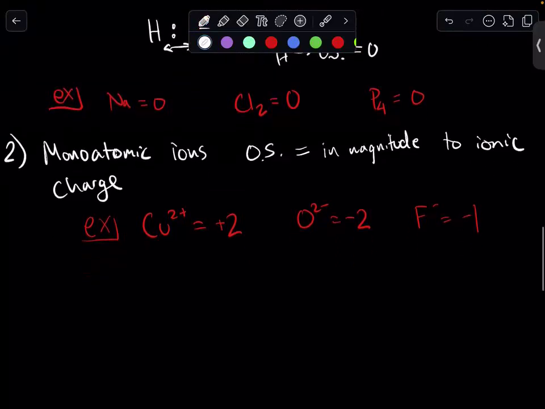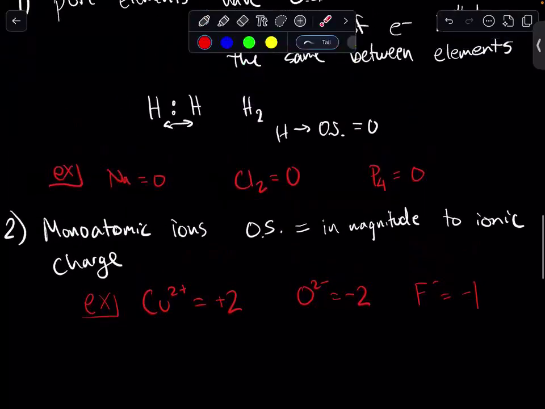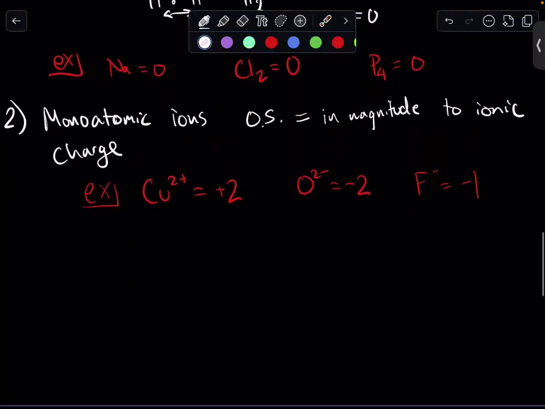All right. The first two rules are pretty simple. We're just kind of assigning charge to the charge bit. You'll even notice that sodium is also 0 because the charge is 0. Chlorine, the charge is 0. Phosphorus, the charge is 0. Chlorine and phosphorus charges are still 0.